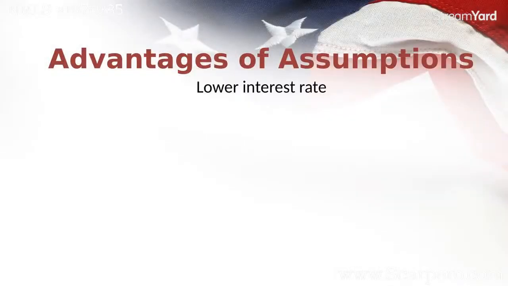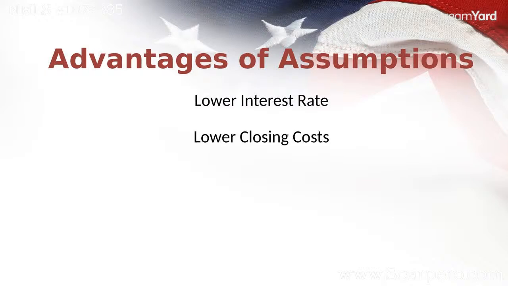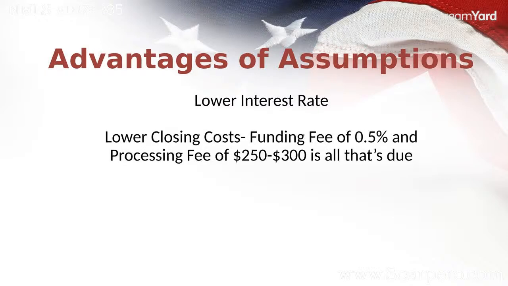Some advantages: lower interest rate. That's a very good advantage of an assumption, because rates have been lower. These are advantages for the buyer, I should say. The rates were lower 2 or 3 or 4 years ago, so a lower interest rate is a big advantage. Then lower closing costs. The closing costs on an assumption are simply a funding fee of 0.5%, which is normally 2.5% to 3.6%, and a processing fee. It ranges from $250 to $300 depending on what type of lender it is. That's a whole different discussion. But title, appraisal, all that stuff, so it's way cheaper.